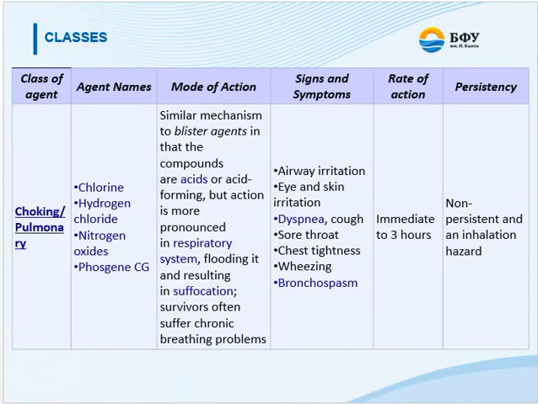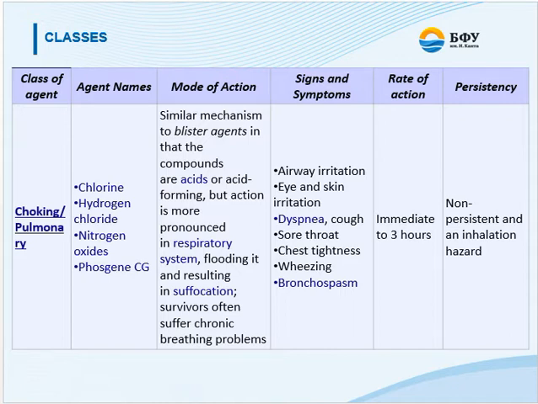Choking pulmonary agents: fluorine, hydrogen chloride, nitrogen oxide, phosgene, CG. Similar mechanism to blister agents in that the compounds are acids or acid-forming, but the action is more pronounced in the respiratory system, flooding it and resulting in suffocation. Survivors often suffer chronic breathing problems.